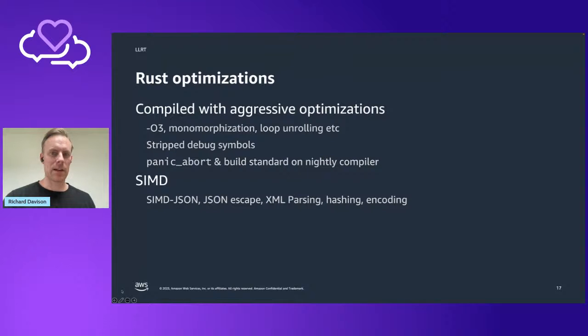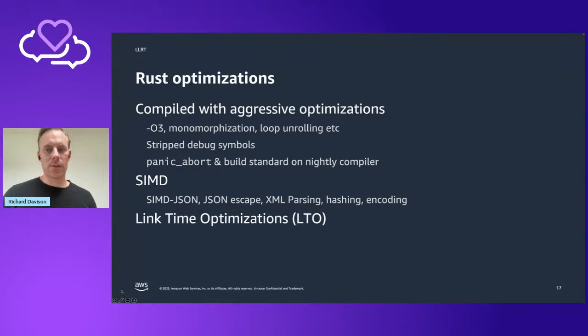These are special features built into the CPU, and it's called SIMD. And we're using a library called SIMD-JSON that performs these highly optimized multiple data operations to parse JSON. Similarly, we do that with JSON escaping to escape strings in JSON. We do that with XML parsing, with hashing, the encoding, etc. It's really very performant. It's more performant on larger inputs. That's where you see the biggest benefits.